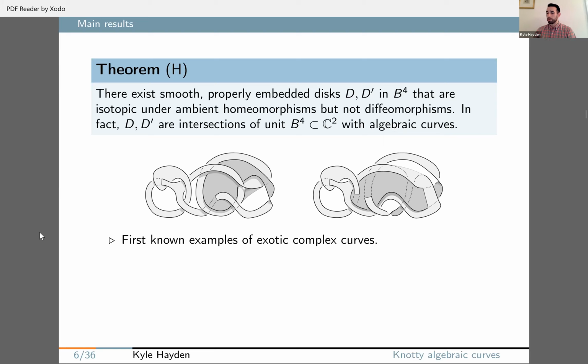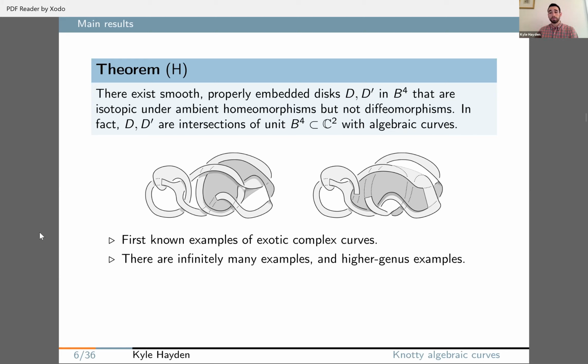So a couple of remarks. These give rise to the first examples of exotic complex curves. They're both in the four-ball, but you can also enlarge these into other Stein surfaces and nice complex spaces. There are infinitely many pairs like this, and you can extend to arbitrarily large finite families.